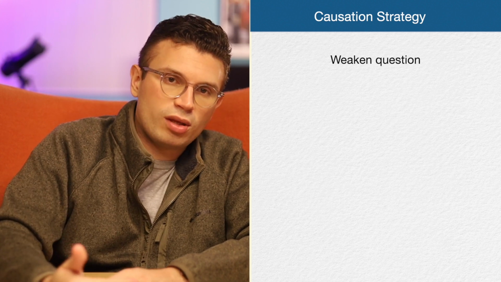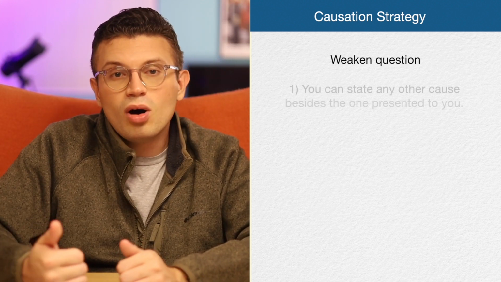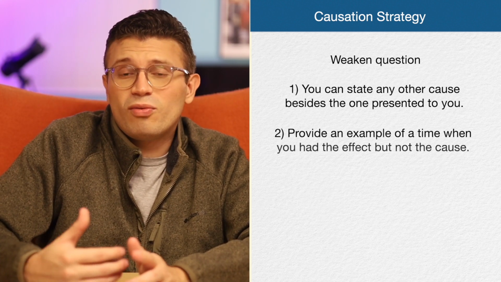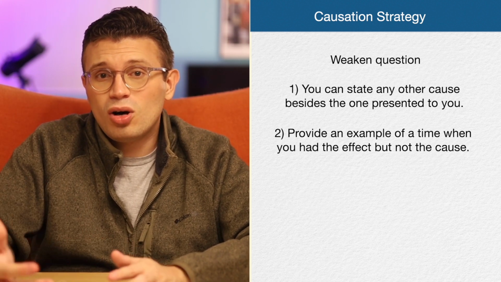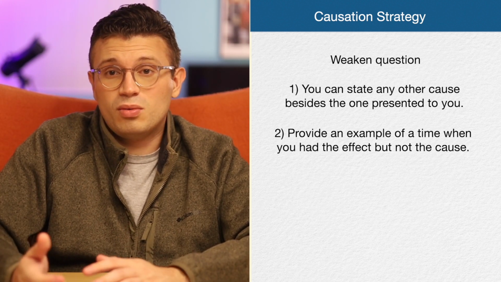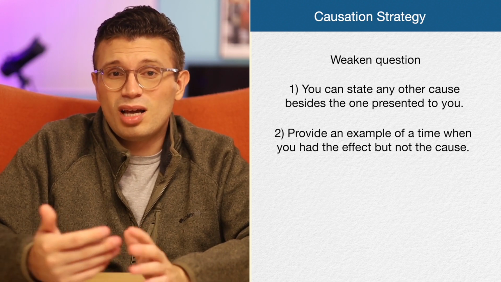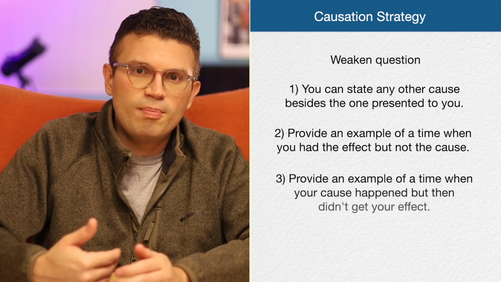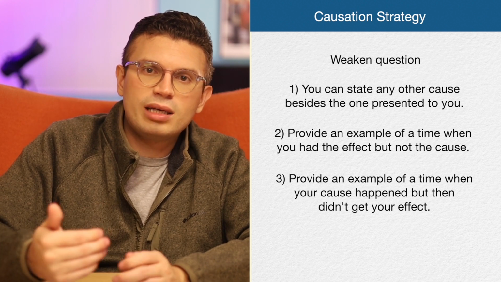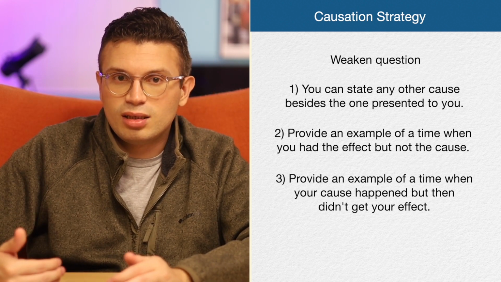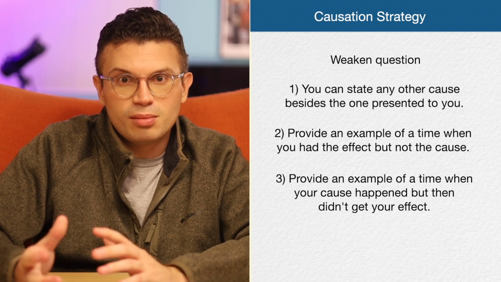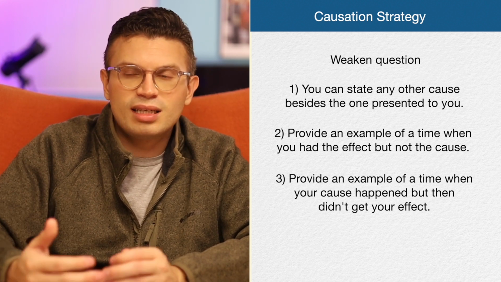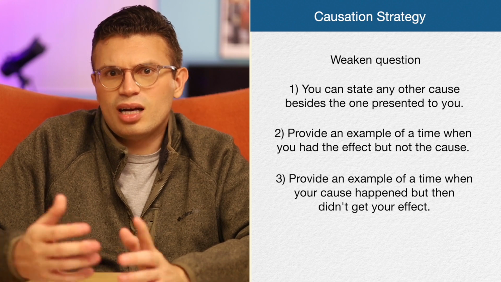If we have a weaken question with causality, then you can do a couple things. Number one, you can just state literally any other cause besides the one presented to you. Number two, you can provide an example of a time when you had the effect but not the cause, which would kind of just be a counterexample, right? If you can have the effect present but not the cause, then how would your cause be causing the effect, right? Number three, provide an example of a time when your cause happened but then you didn't get your effect. Okay, this breaks that kind of absolutism they have around the cause and effect relationship. If sometimes you have a cause but not an effect, then your two observations are just correlated, not causal.